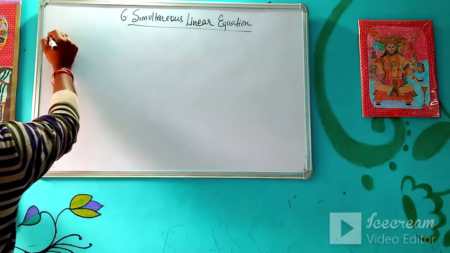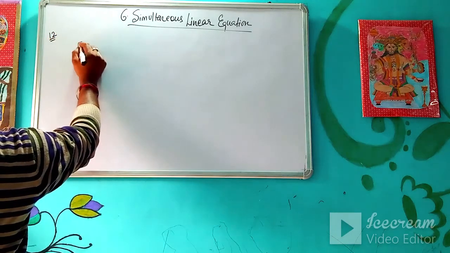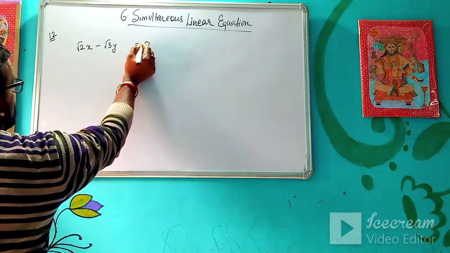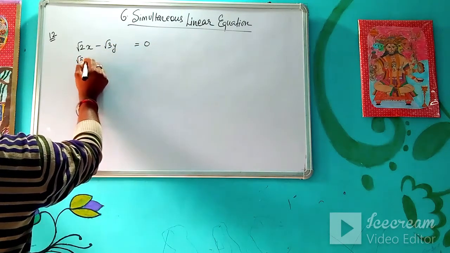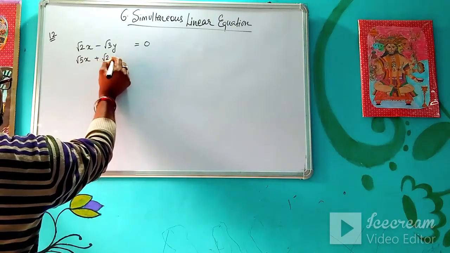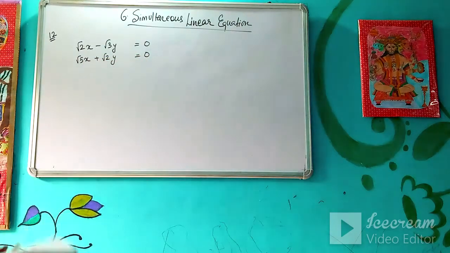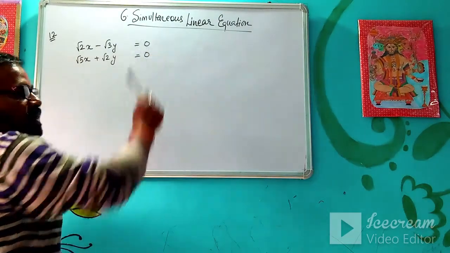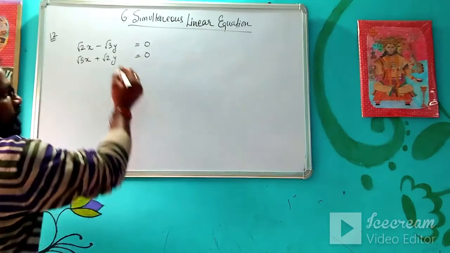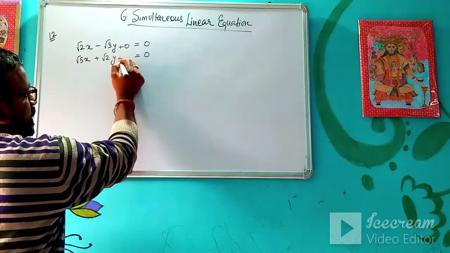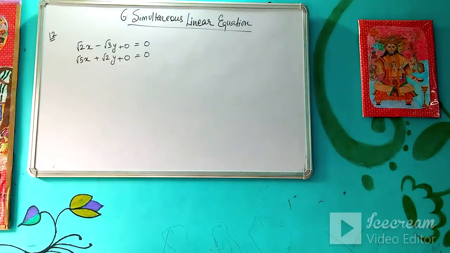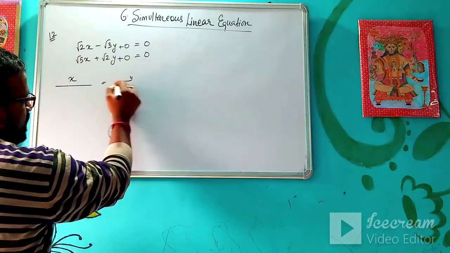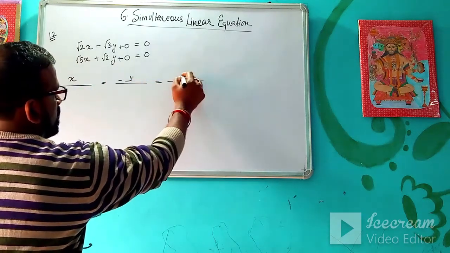Okay, so one more question to discuss. We will discuss this question also. Root 3y is equals to 0. Root 5x plus root 2y is equals to 0. Okay. Now, there is no constant here in both the equations. So what we are going to do? We add 0 in these two equations. Then x, minus y and 1.